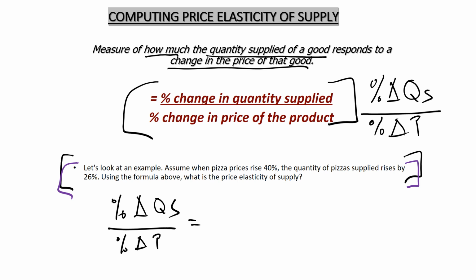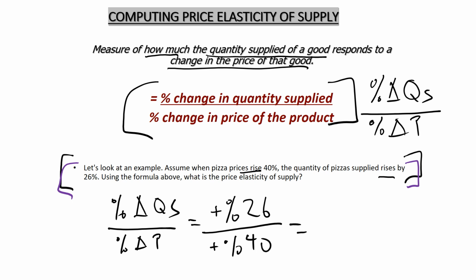So what's our percentage change in quantity supplied? That's 26%, and it's a positive increase, right? It rises. Okay, and we were told here the pizza prices also rise by 40%. So what does that give us? I'll just use my calculator over here. So that's 26 divided by 40, and my calculator says that is 0.65. So our price elasticity of supply here is 0.65.